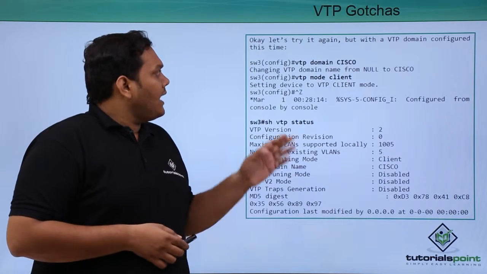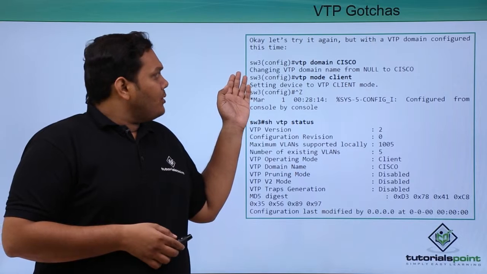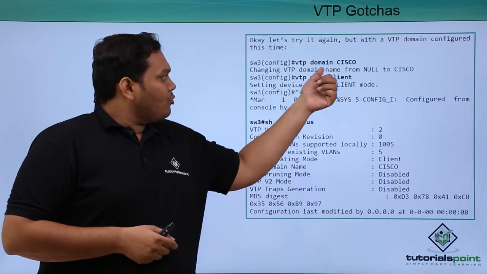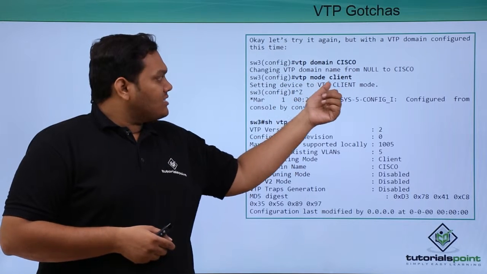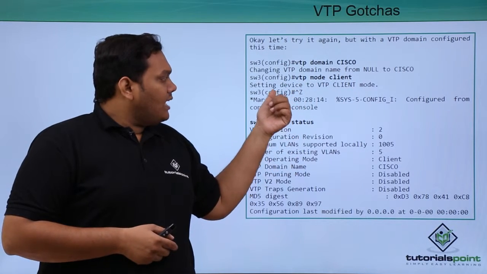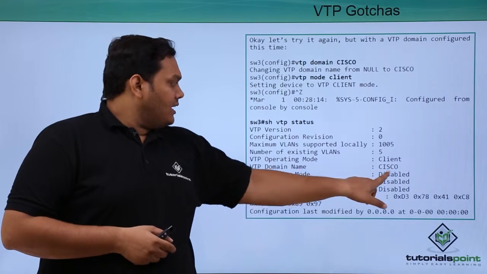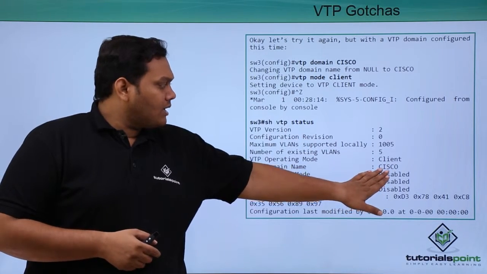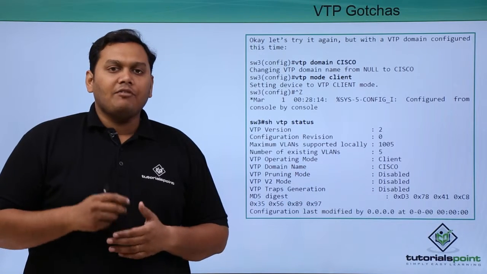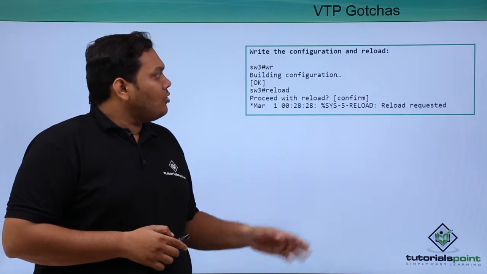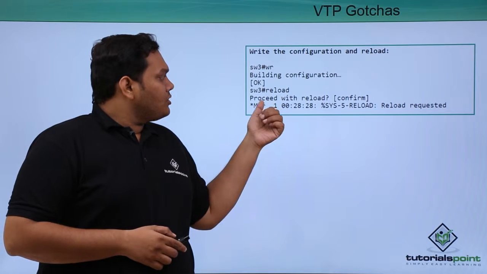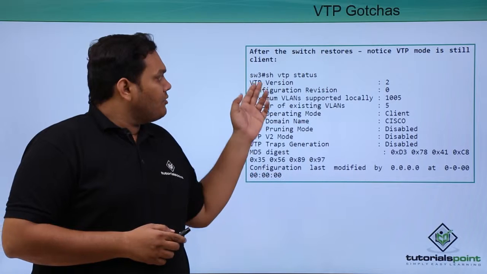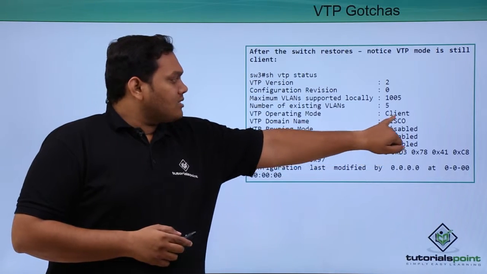So let's try again, with a VTP domain configured this time. We create a VTP domain with VTP domain Cisco and VTP mode client. If you check the VTP status again, client mode and Cisco show up clearly, meaning it is in client mode and has the VTP domain name Cisco. Now we reload the configuration, and after the reload is successful, when you check the VTP status, it comes back as client and Cisco.